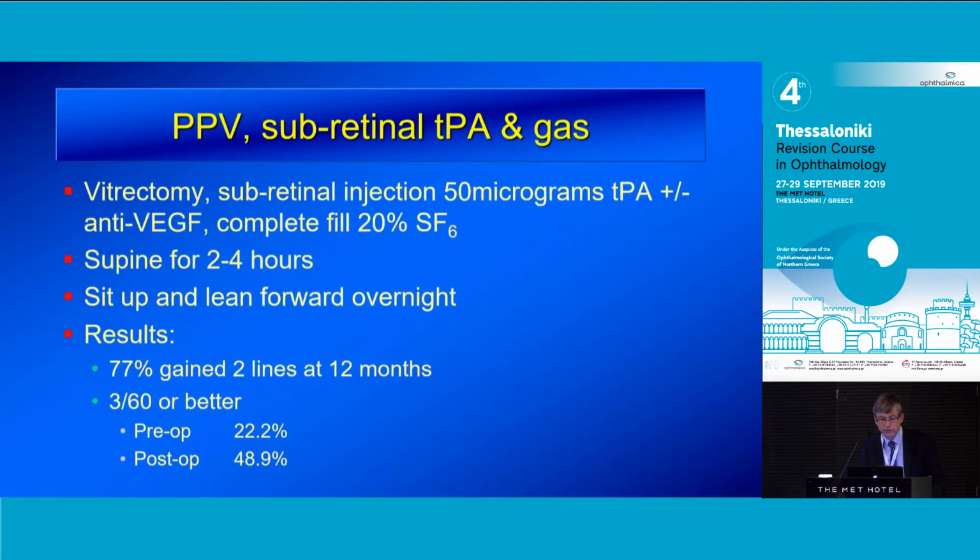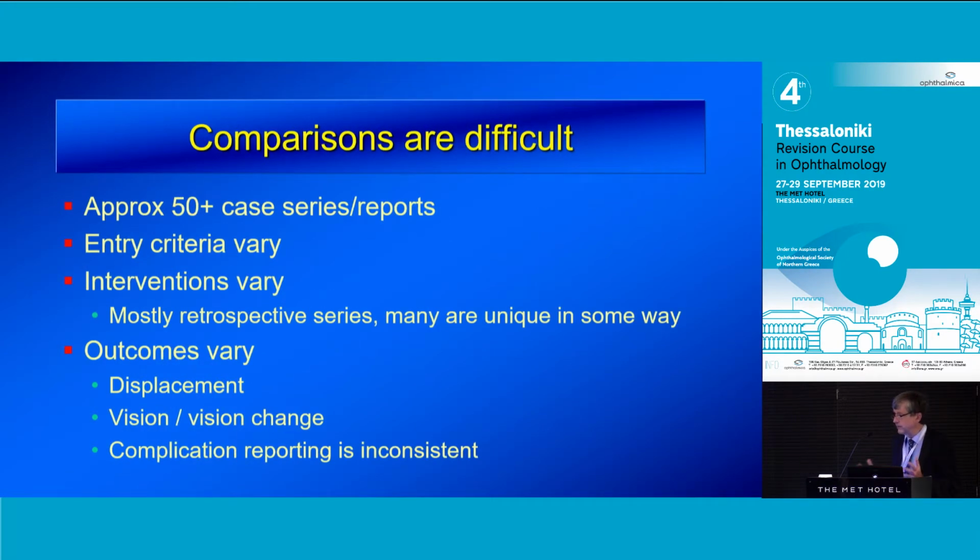The alternative, rather more invasive, is you do a vitrectomy and you inject subretinal TPA, with or without an anti-VEGF in the same mixture, and then put a gas bubble in, leave them supine for a while so that the TPA liquefies the blood clot under the retina, and then sit them up and lean forward. And the results of that, again, are pretty good, with over 3/4 of the patients gaining 2 lines at 12 months. But comparisons of the techniques are very difficult. There are a large number of published case series, but the entry criteria vary, the outcomes are very different, and the interventions are often subtly different in every paper.